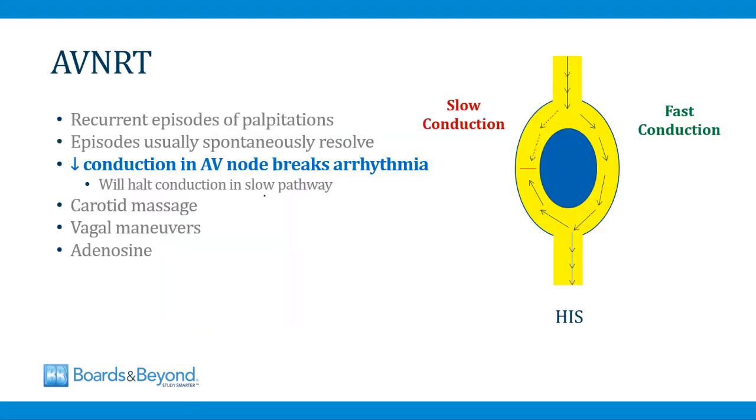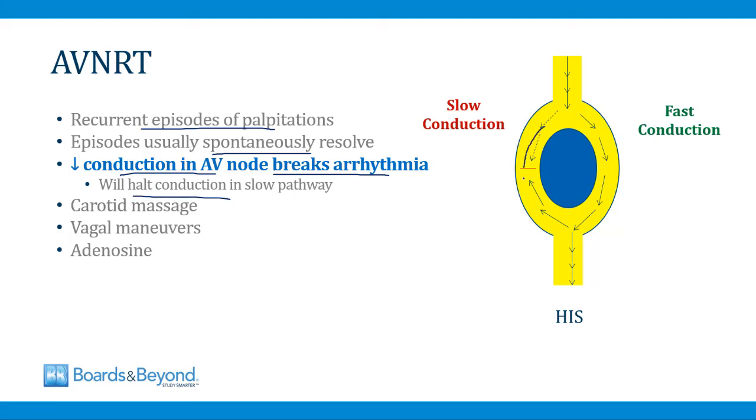So as I told you before, patients with AV-NRT develop recurrent episodes of palpitations, and usually the episodes spontaneously resolve. But if the episode won't resolve and the palpitations are continuing, anything that will slow conduction in the AV node will break the arrhythmia. That's because the slow pathway already has slow conduction, so if you slow conduction further through the slow pathway, there will be no conduction and the circuit will break.